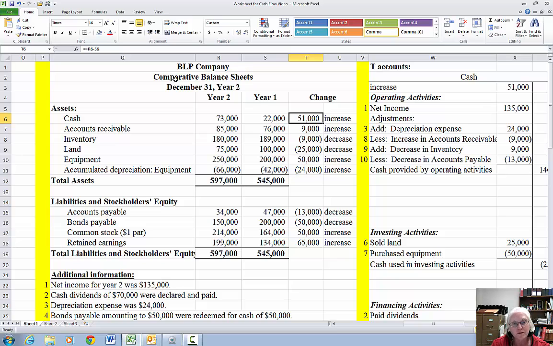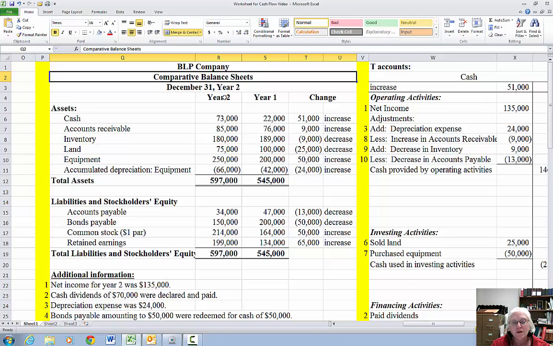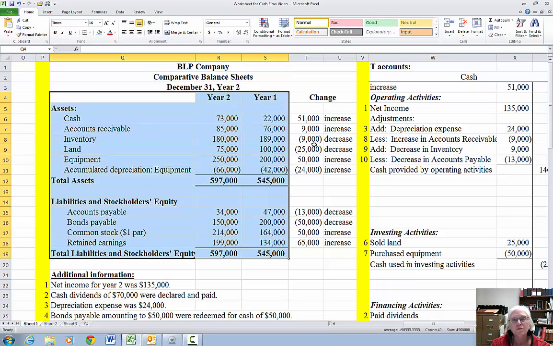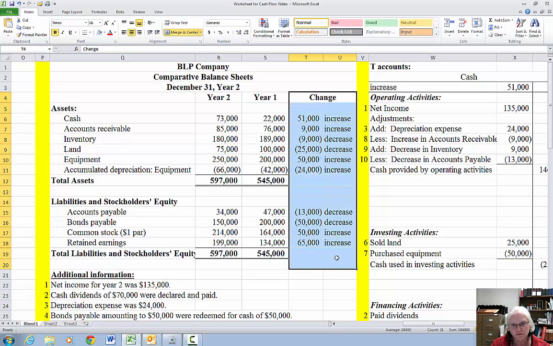Okay, so I have my comparative balance sheets. What you'll be given is these columns of information right here, and what you need to compute are these two columns here. You simply compare year 1 to year 2, figure out the difference, and whether the account increased or decreased.